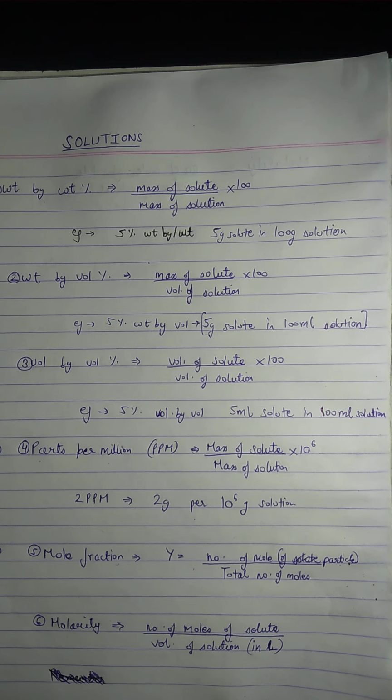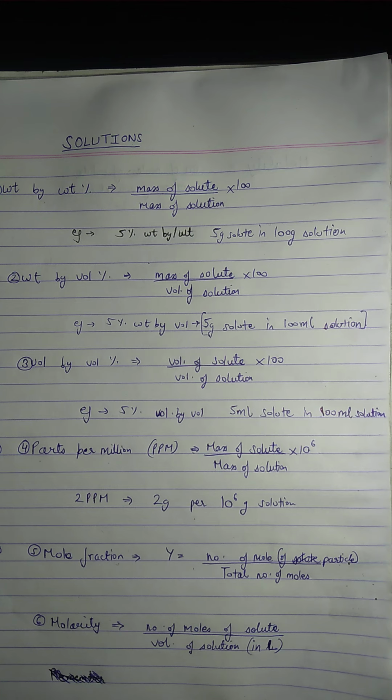फॉर एग्जांपल 5% वेट बाय वेट मीन्स 5 ग्राम ऑफ सोल्यूट इन 100 ग्राम ऑफ सोल्यूशन। वेट बाय वॉल्यूम परसेंटेज is equals to mass of solute upon volume of solution into 100. Third is volume by volume percentage, volume of solute upon volume of solution into 100. And for example 5% volume by volume is equals to 5 ml of solute in 100 ml of solution.